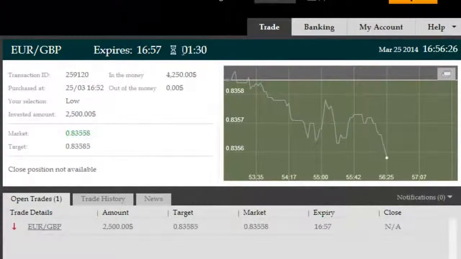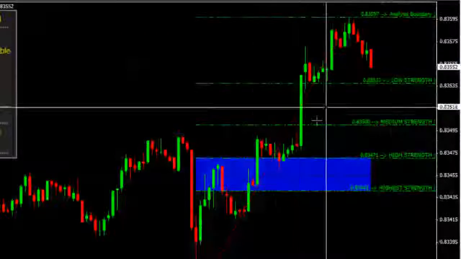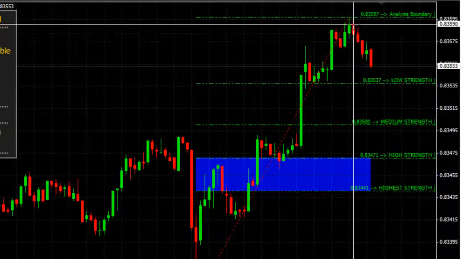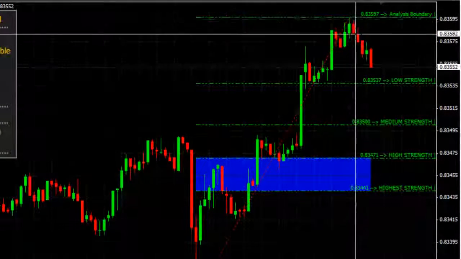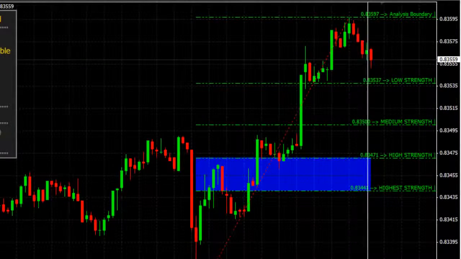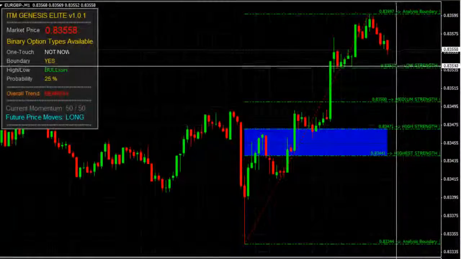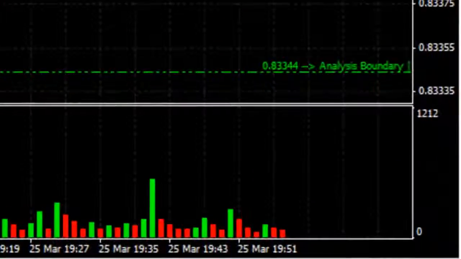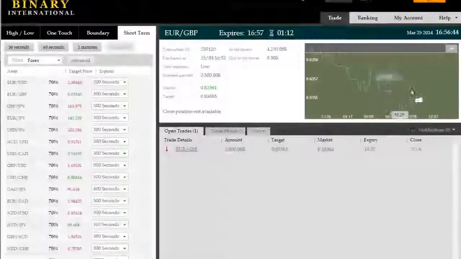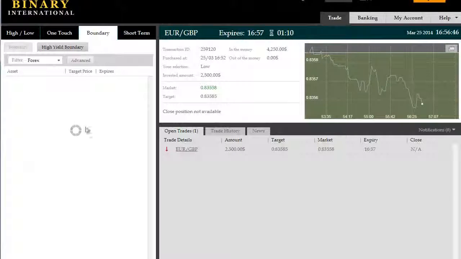Okay, we're back with roughly 1 minute and 30 seconds remaining on this trade. Beautiful, as you can see, very nicely taken straight off of the analysis boundary. Very high probability bounce. At the time, the probability of continuing long was 3-ish% according to ITM Genesis Elite. Plus, volumes had tapered off at the analysis boundary generated by ITM Genesis Elite, giving us a very high probability picture.